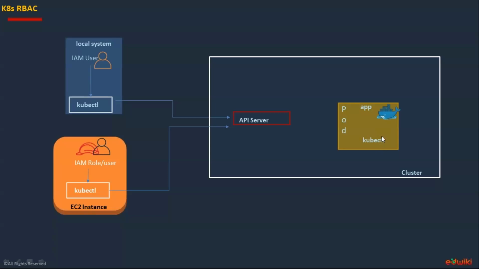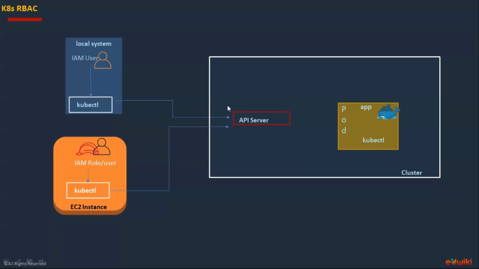So we may need to run a kubectl client inside a pod as well, and that will be connecting to the API server for administration. If so, how will this kubectl get the required authentication certificates in order to connect and authenticate to the API server?